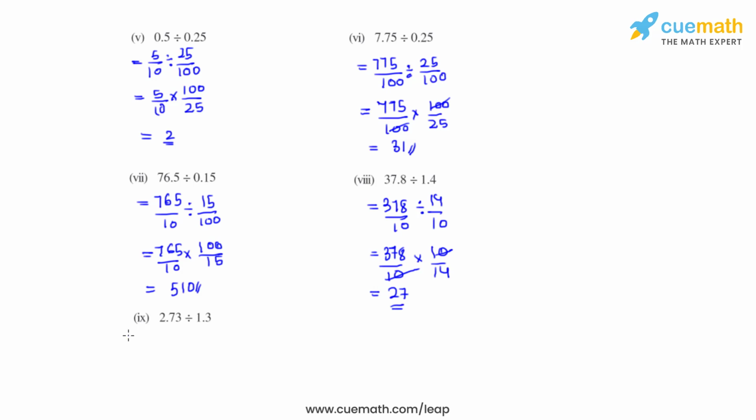Coming to the last bit of this question, which is the 9th bit, we have 2.73, which can be written as 273 divided by 100. Division can be replaced with the multiplication sign. 1.3 in fraction form is 13 over 10, and its reciprocal would be 10 over 13. On simplification, the final answer that we get for this is 2.1. So this is how we solve this problem.